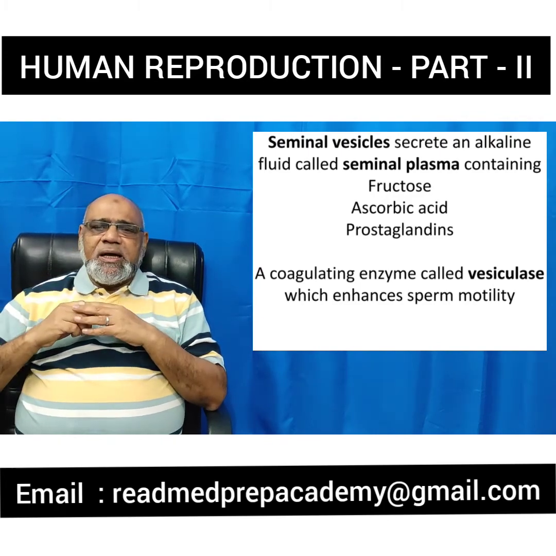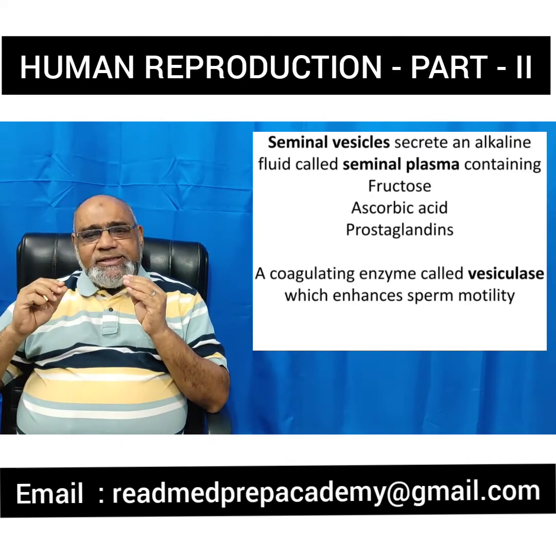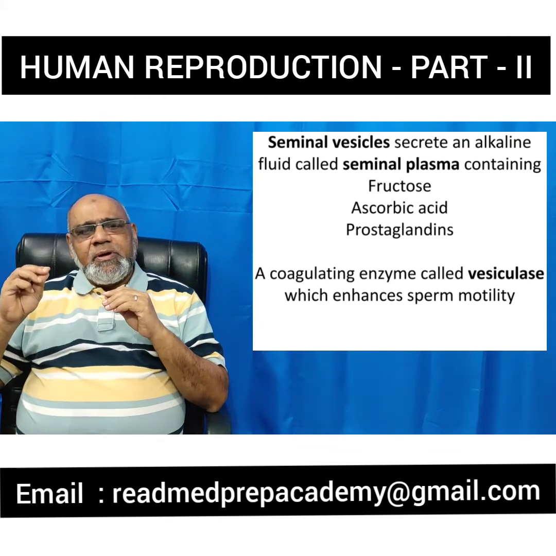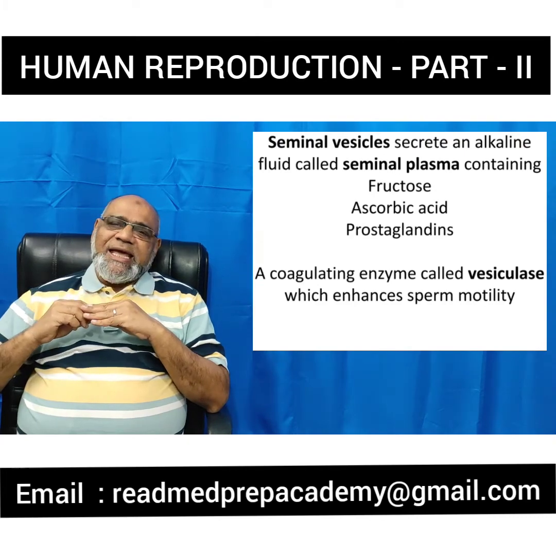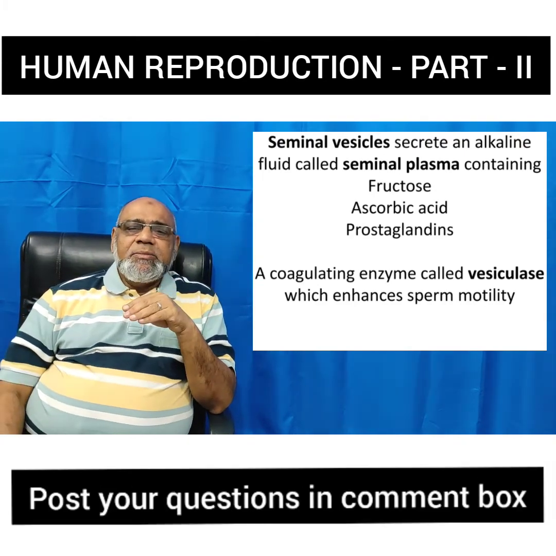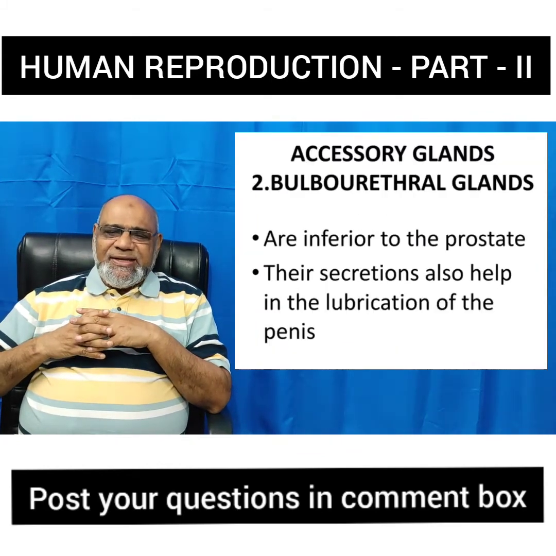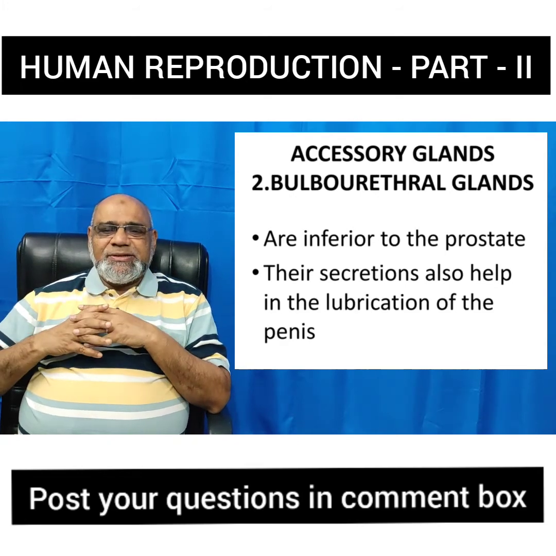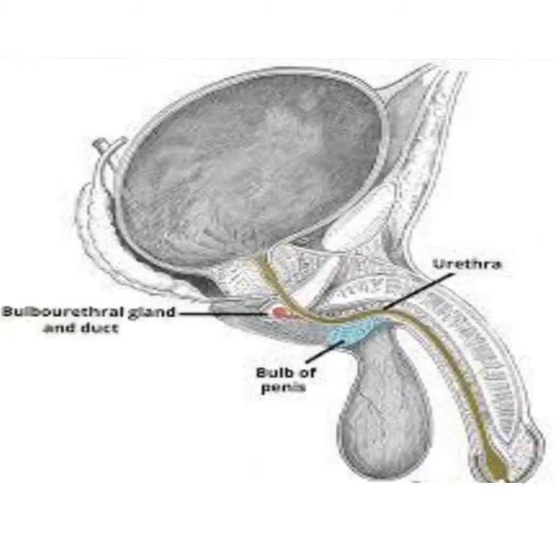The seminal plasma also contains an enzyme. That enzyme is a coagulating enzyme. The name of the enzyme is vesiculase. What is the importance of this enzyme? It enhances the motility of the sperm. Now let us discuss about the bulbourethral glands. Where is it present? It is present below the prostate. What is the function? Their secretions help in the lubrication of the penis during ejaculation.